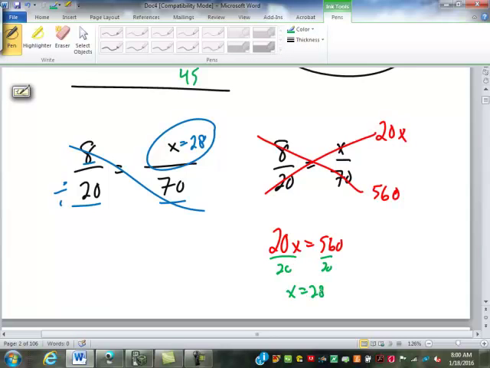X equals 28. But what we notice is when we solve this equation here, what we're doing is dividing by 20, which is the number that's on the diagonal with our x. So rather than doing the cross products and writing out the equation and dividing it out, we take that shortcut. We know that we're going to multiply these two to get that cross product. Then we're just going to divide by this number here because that's going to be in our equation. That's what we'll have to divide by to solve our equation.